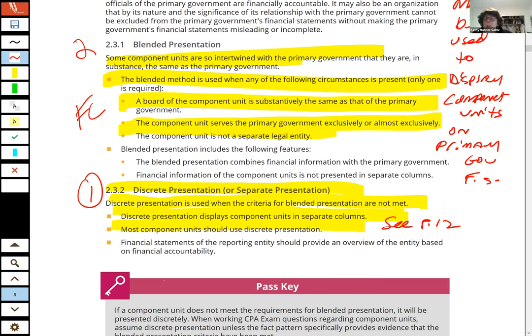Because it would have to be not reporting component units at the fund level. We're reporting these component units at the discrete presentation of component units, which is showing at the government-wide level. So then, in addition to adding blended, like the internal service fund, it's added into the governmental activities column.